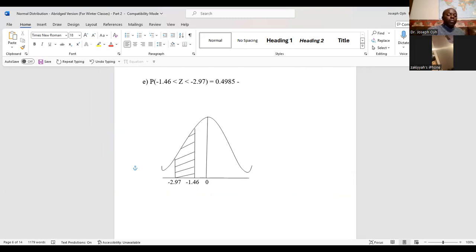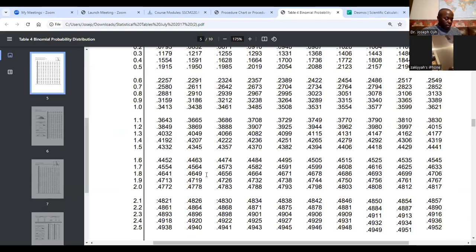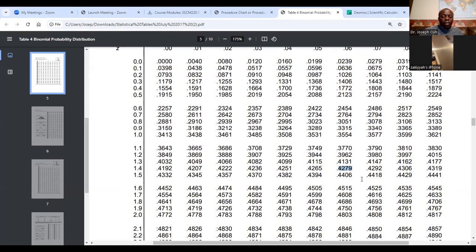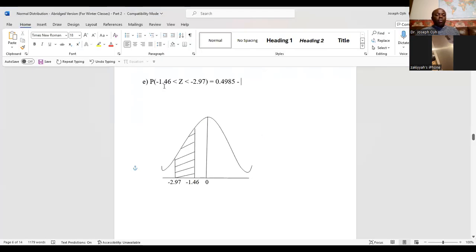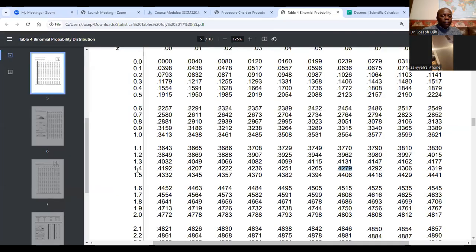Minus, then let's find negative 1.46. Is it 1.46? Let me get 1.4, then go under 6. Okay, let me look at it again. 1.46, 1.4, you go under 6. One point four six.